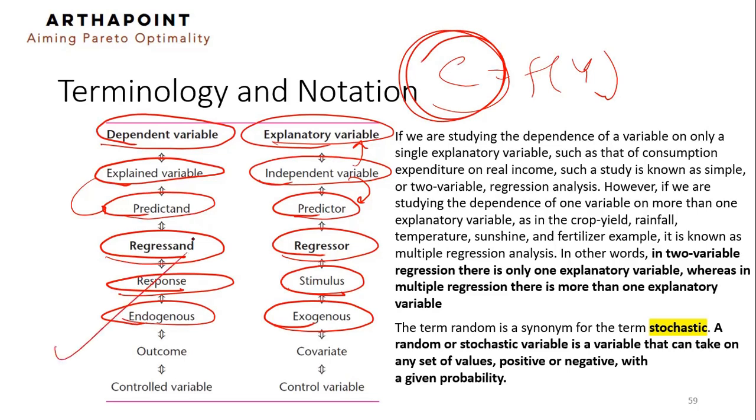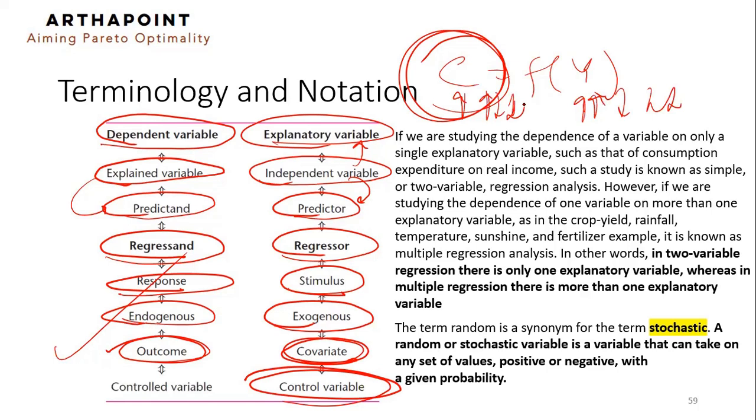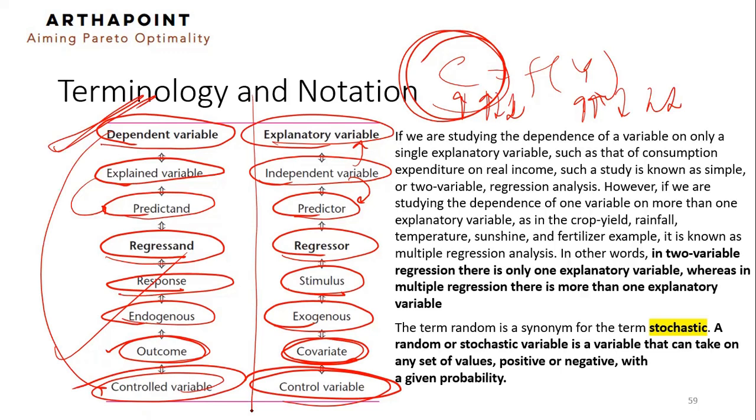The independent variable is also known as the covariate. The dependent variable is called the outcome. The independent variable is called the control variable. It is controlling the movement of the dependent variable. So the moment this changes, its movement changes. So the independent variable is the control variable, something that is controlling. The dependent variable is the controlled variable. It is getting controlled. So these are the various terms that you have to keep in mind.